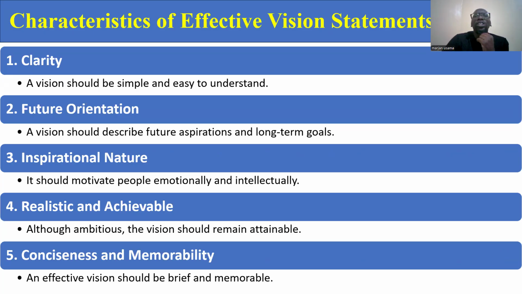Number two, it should be future oriented. A vision should describe future aspiration and long-term goals. So when you're writing your vision, there should always be an element of that. What is your vision? To be leaders in this and this.